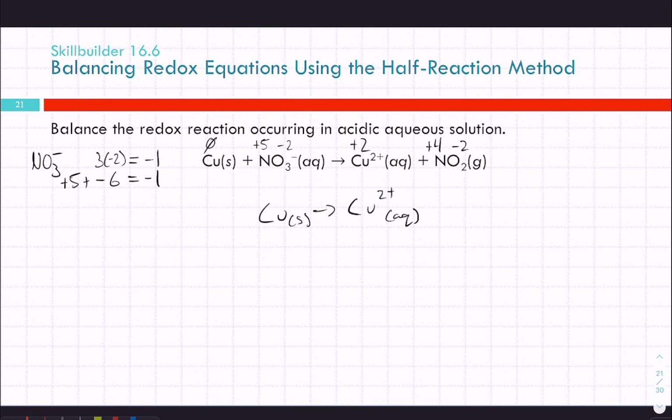And then our other reaction will be nitrogen, and we're going from a +5 to a +4, and it's being reduced. It's gained 1 electron. So this will be NO3 minus going to NO2 gas.